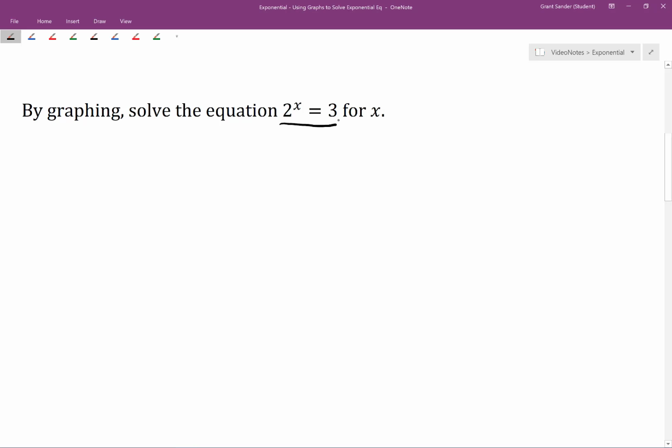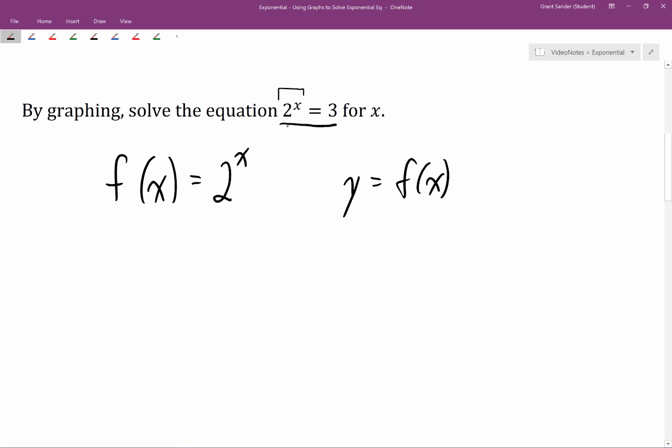When we see this equation, we can think of this as the function f of x is equal to 2 to the x. So this left-hand side we can think of as the output of a function. So we'll write f of x equals 2 to the x, where y is equal to f of x. And then this statement, 2 to the x equals 3, is the same thing, since 2 to the x is equal to f of x, that's the same thing as saying f of x is equal to 3, which is the same as saying y is equal to 3.